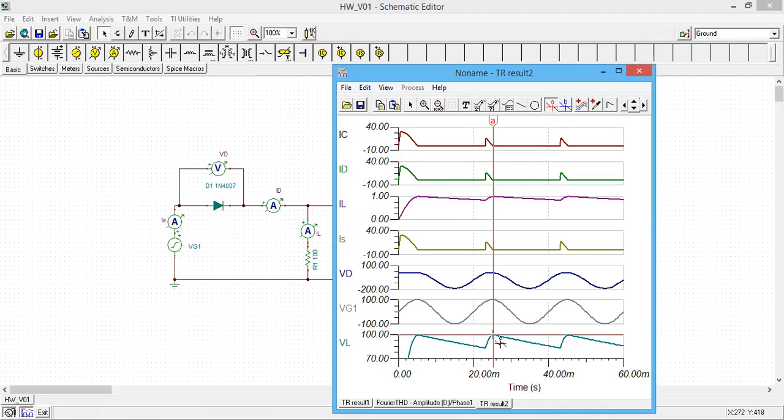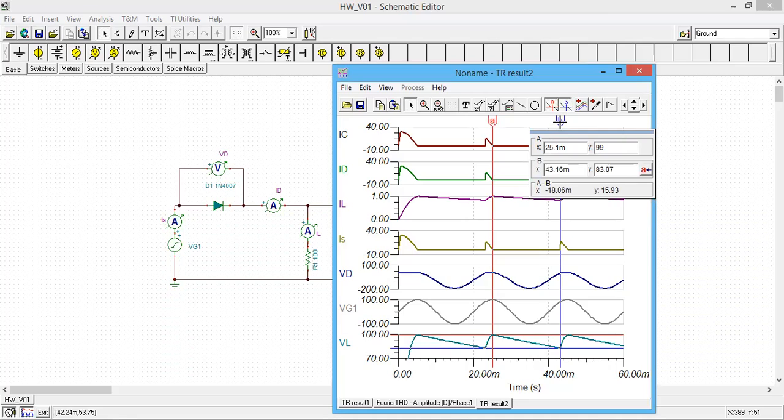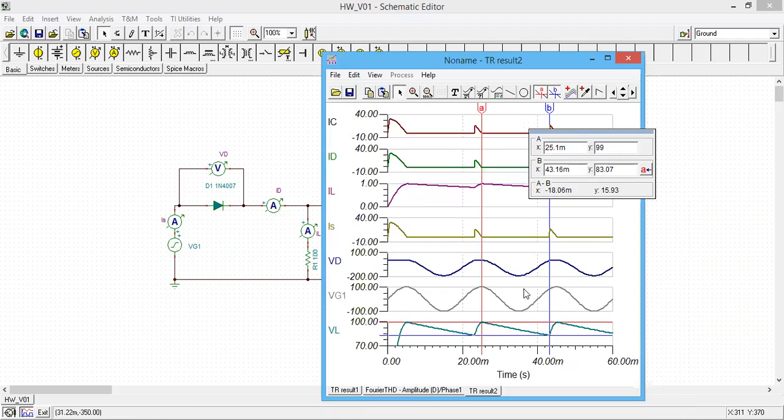Put the cursor on the peak, and put the other on the valley here. So this is the peak-to-peak ripple, around 15.93, which is around 16 volts peak-to-peak ripple. Out of 100, around 60% peak-to-peak ripple. And you can see now the diode current. So this is the peak-to-peak ripple. Now you know how to get that.